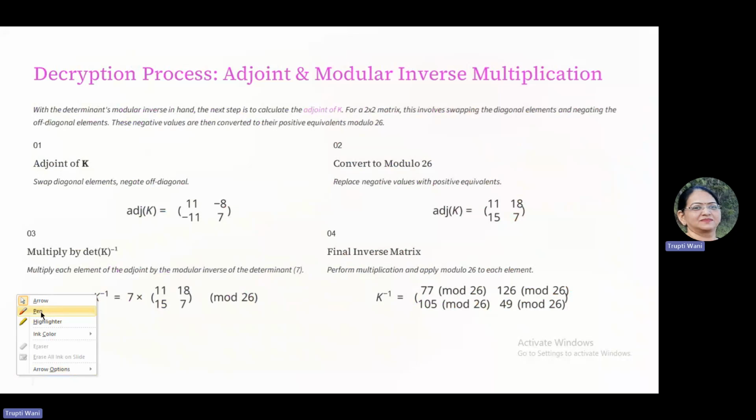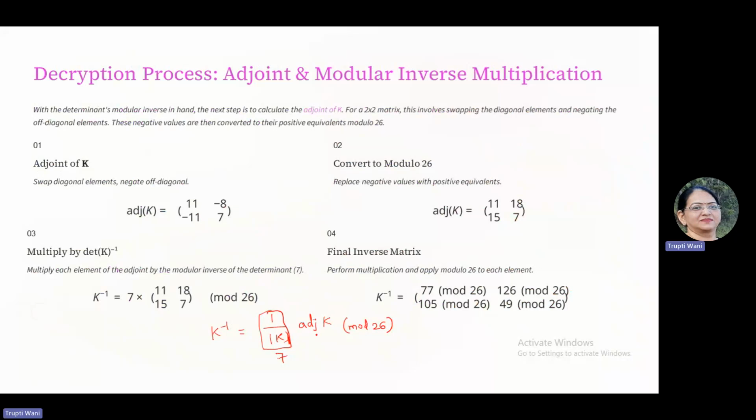Now to get the K inverse, the matrix inverse, we require the adjoint of K also. So the formula to find out the K inverse, for any K matrix, inverse is 1 upon determinant of K into adjoint of K, and mod 26. This is the formula. So we found out 1 upon determinant of K, and that is 7. So this value we got is 7.